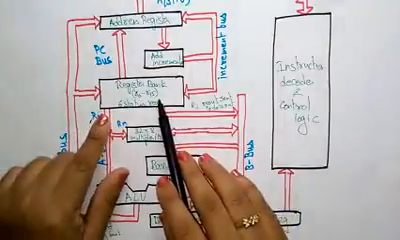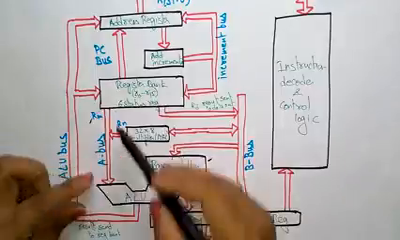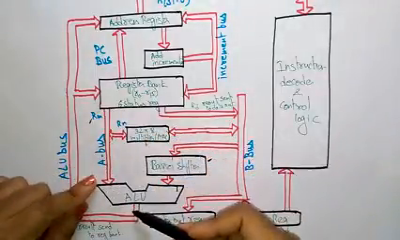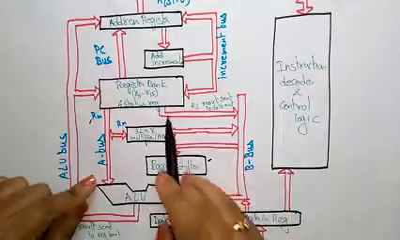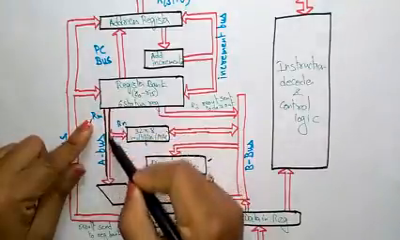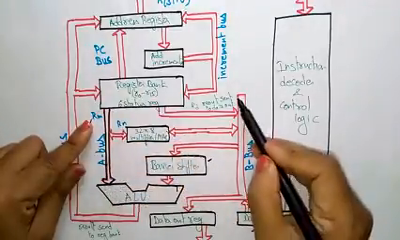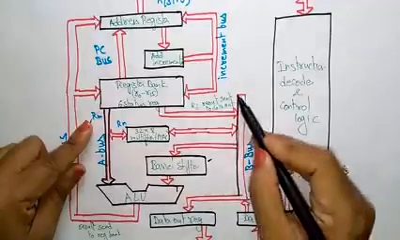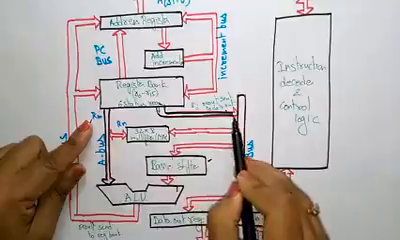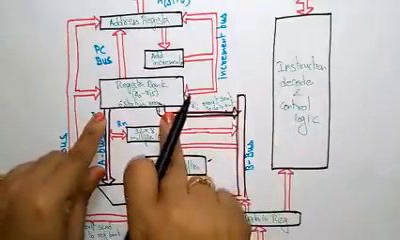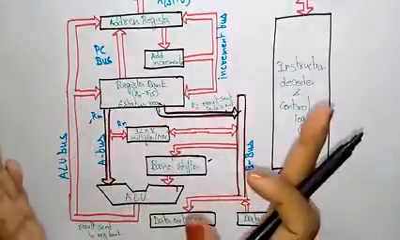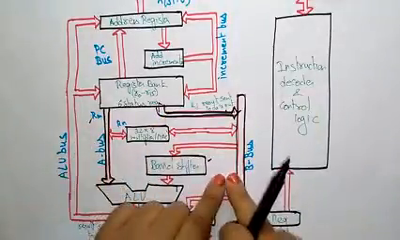So here the register bank is connected to the ALU. See here, this is connected to the ALU. And here two data paths will be there. From the register bank there are two data paths. One is the A bus, and another is the B bus. So this is the B bus, which is connected to this register bank. So the register bank is connected to the ALU through two data paths, one is the A bus and another is the B bus.